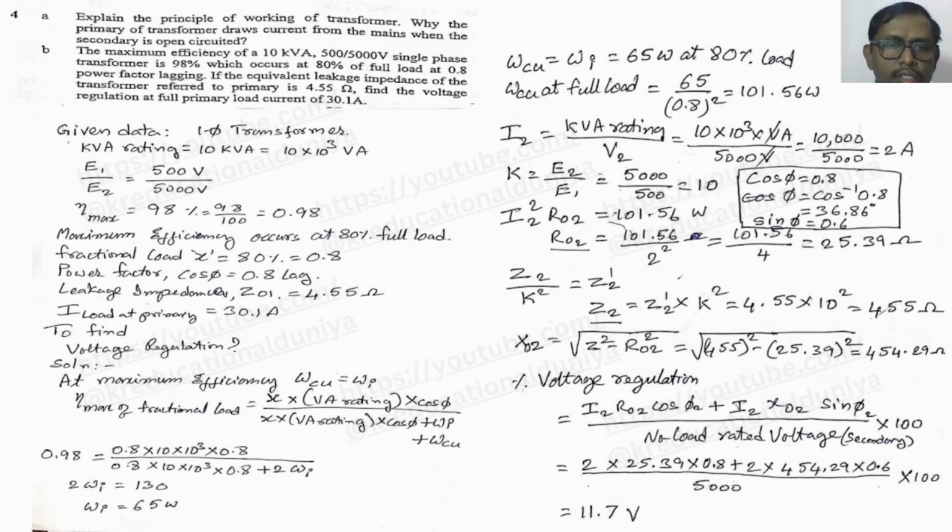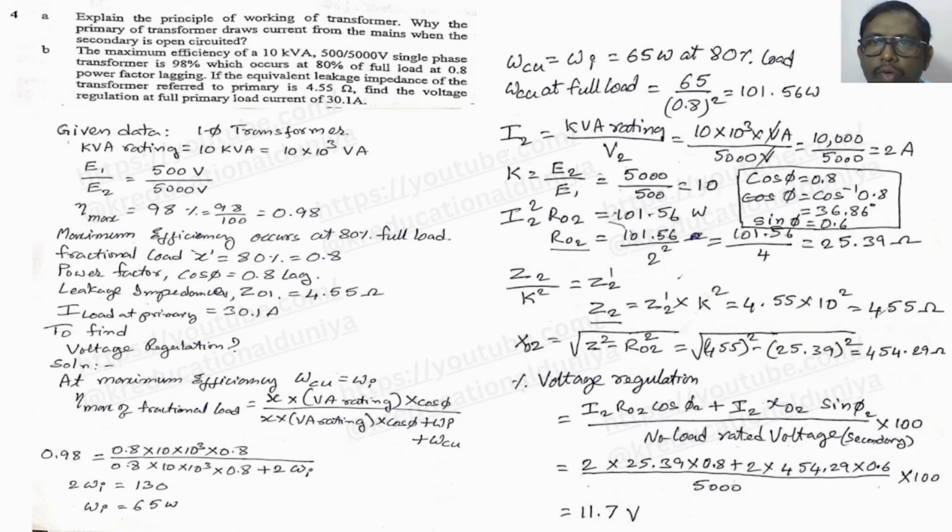So at last the unknown value is WI. Iron loss equal to copper loss, and after solving we are going to get 65 watt. Here WCU equal to WI equal to 65 watt for 80% load. So for full load, WCU at full load is 65 by 0.8 square, because it is for 80% load. So that is 101.56 watts.